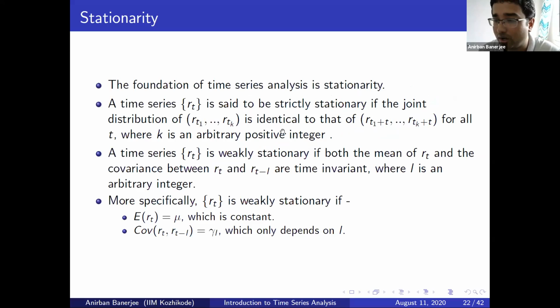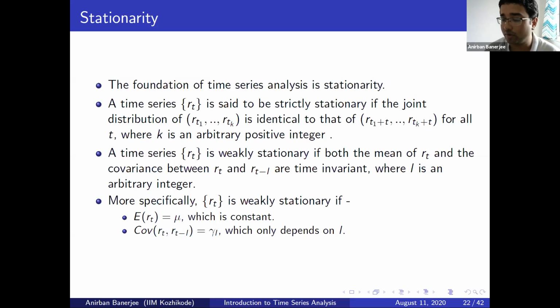So this RT1, T1 is some sort of a time parameter till Tk. We just want to show if we shift this entire series by an amount of T, so all these suffixes, we are adding a parameter T. Even then, if we find that this joint distribution is identical, then we can say that this is strictly stationary.